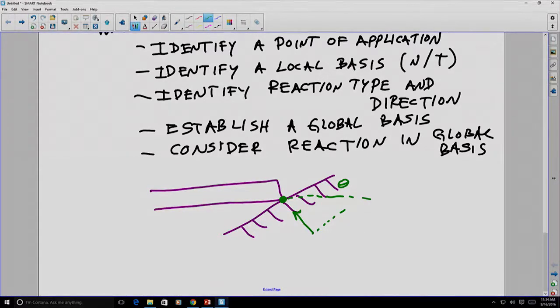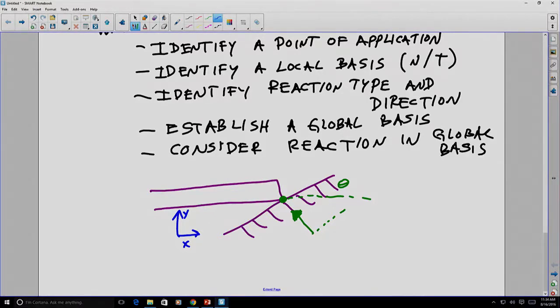We identify the reaction type. We see here that if it's a simple support, the only reaction type is going to be normal. We see that there's no tangential because it can slide here, so we say the only component is normal. But then we might decide that we want to talk about this in a global basis where up is our y direction and side to side is our x direction. Because maybe somewhere else we have some loads that are horizontal or vertical.